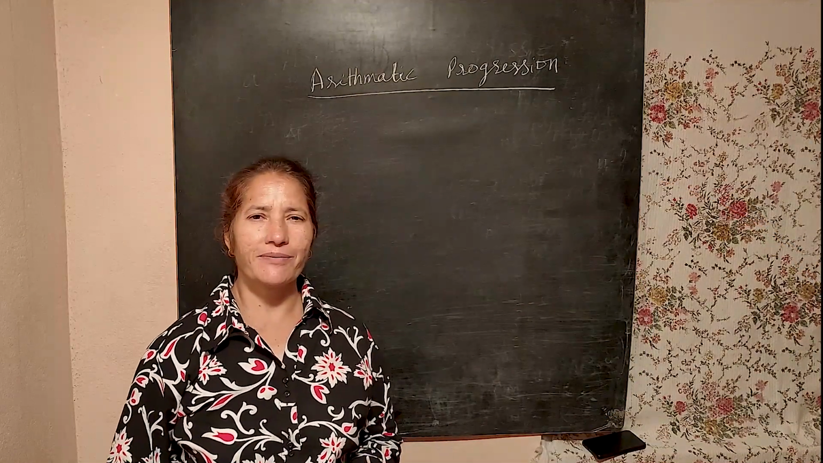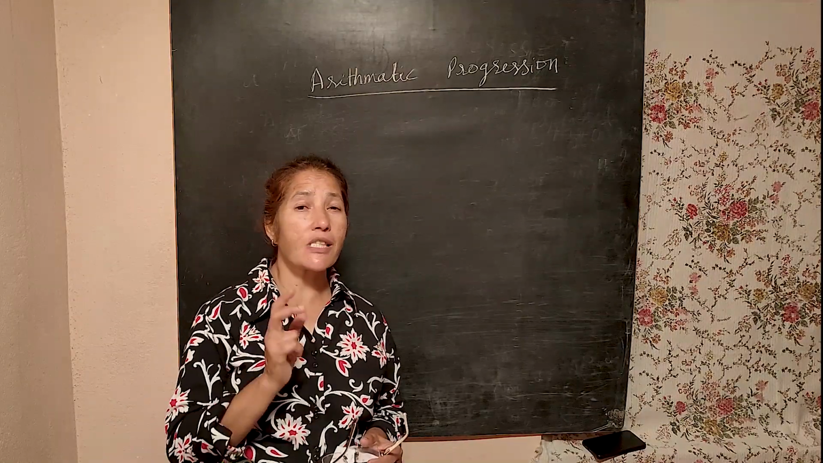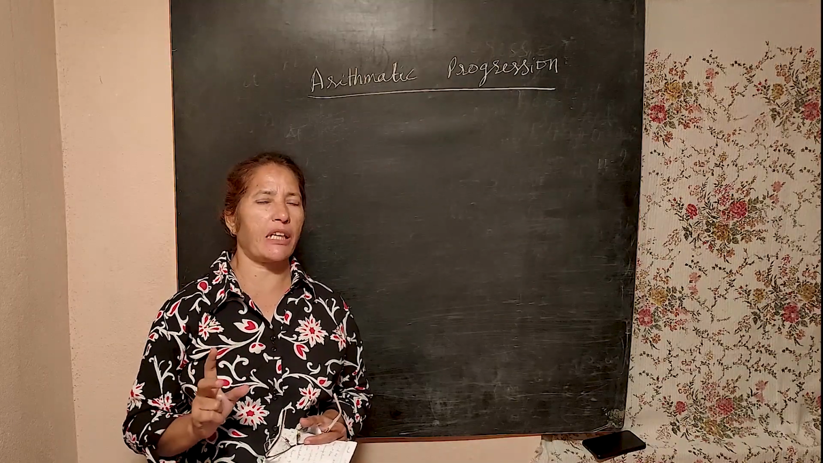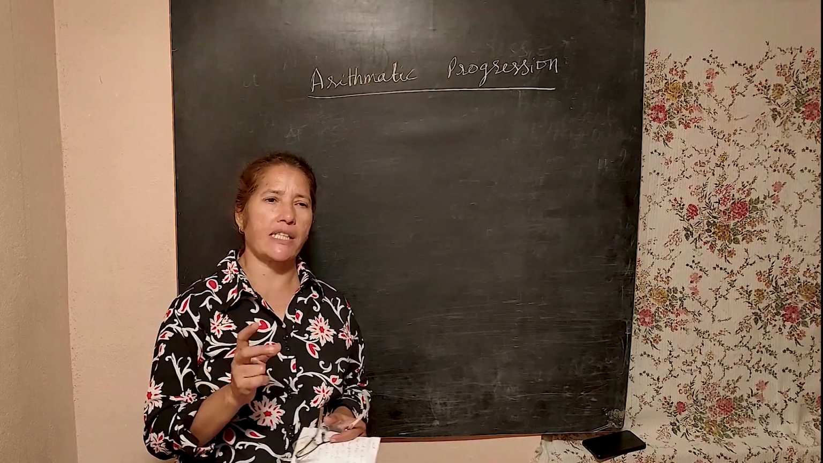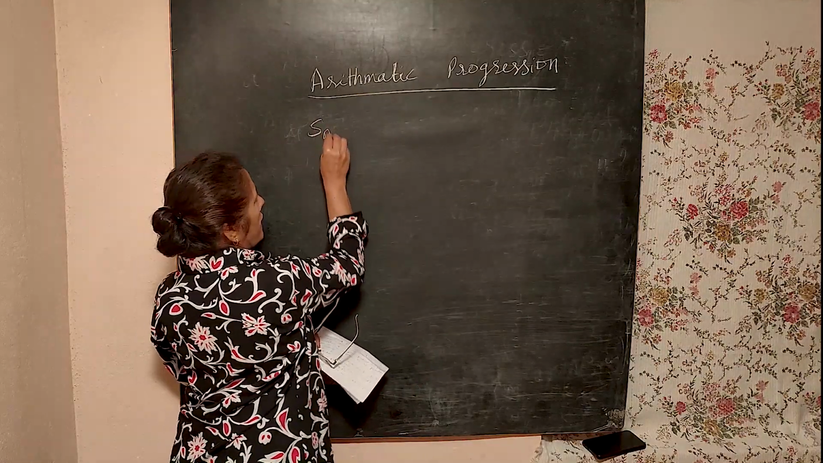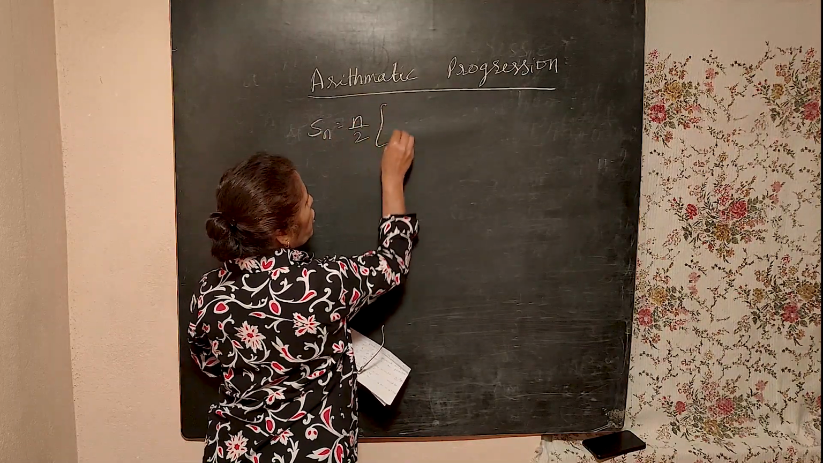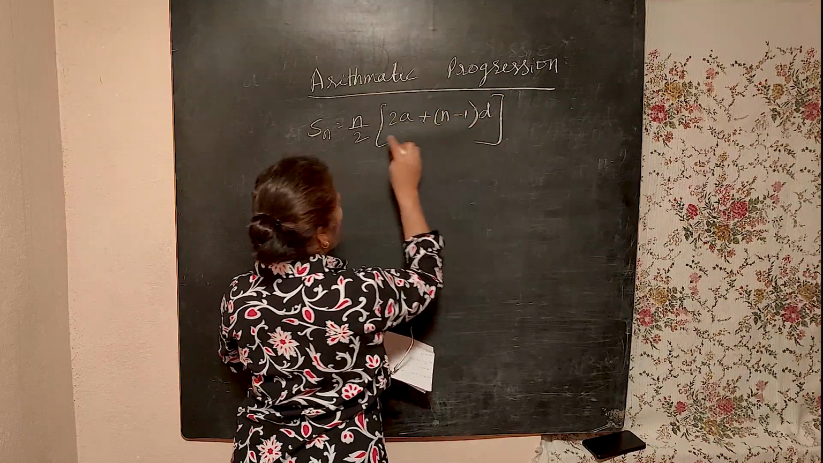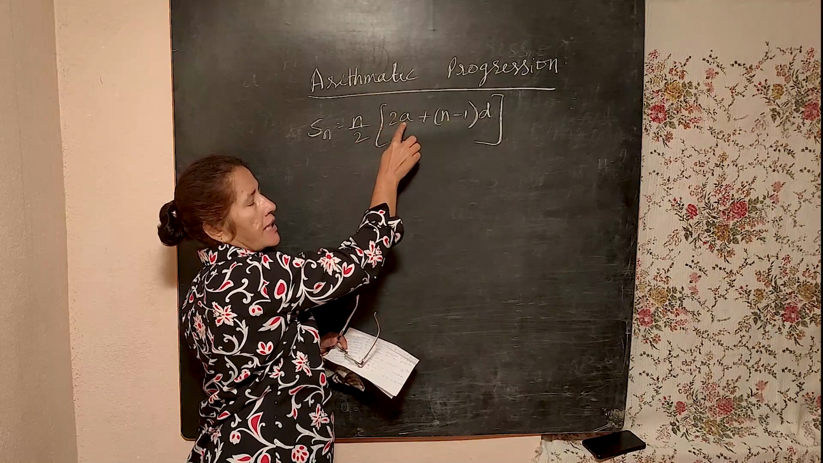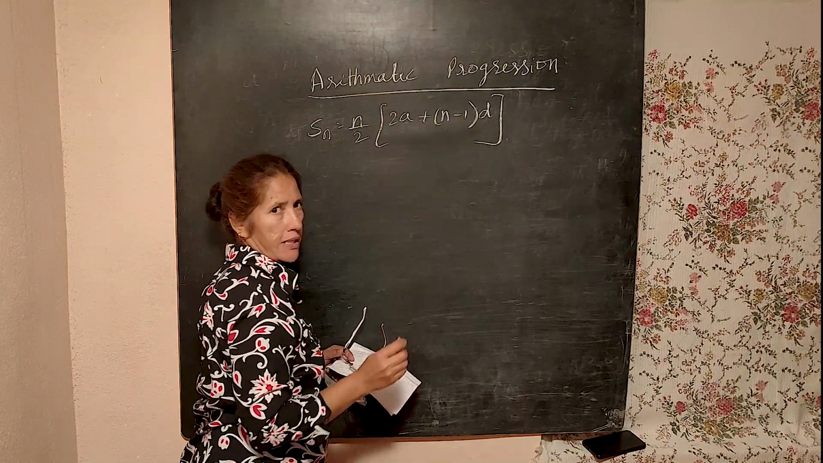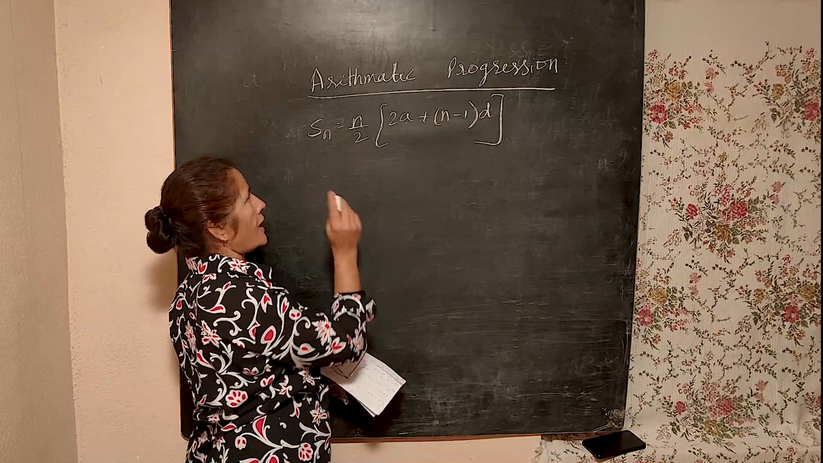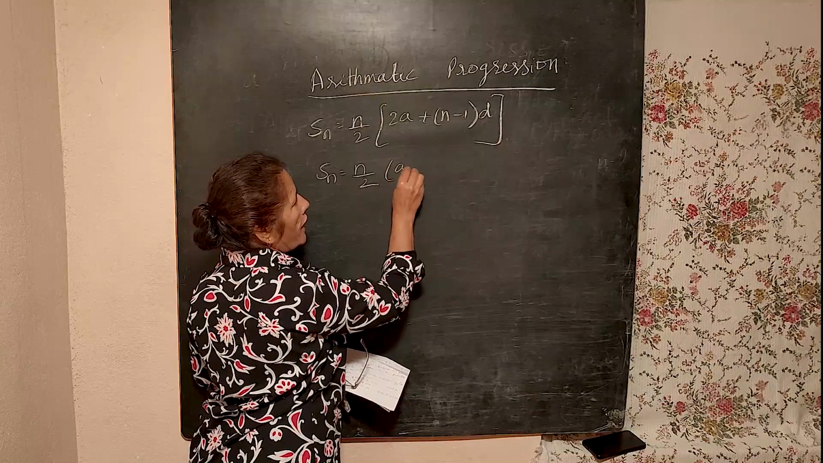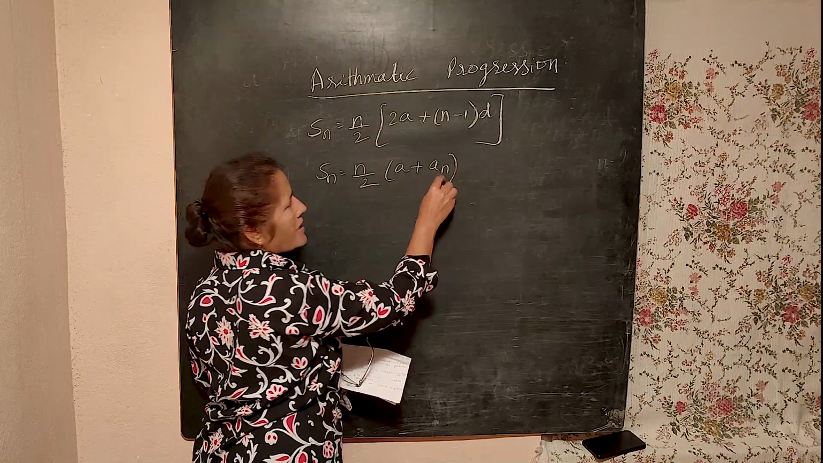Hello everyone. In the last class we studied the sum of n terms in an arithmetic progression. Sn is equal to n by 2 into (2a plus (n minus 1) into d), where n is the number of terms, a is the first term, d is the common difference. If you know the first and the last term, Sn is equal to n by 2 into (a plus an), first term plus last term.